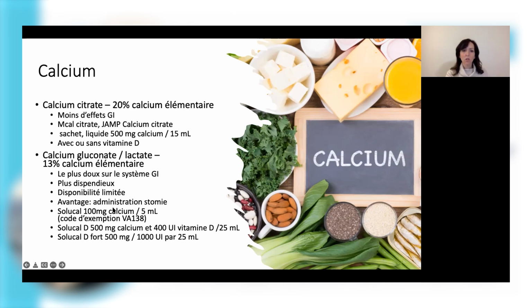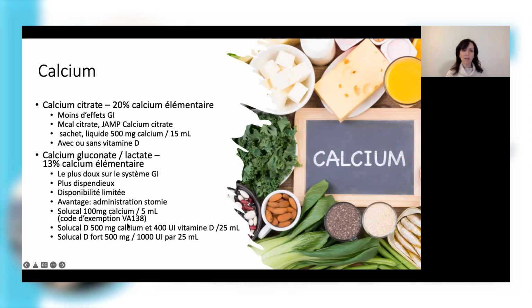An example is Solucal, but there are others with or without vitamin D. Those tend to be expensive and need an exemption code here. So I tend to reserve those for, for example, kids with CP or kids with jejunostomies or gastrostomies who've had their calcium block their tubes or things like that, when you really want to get something liquid.